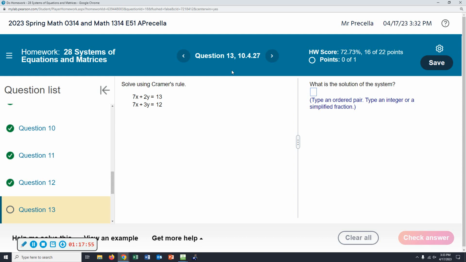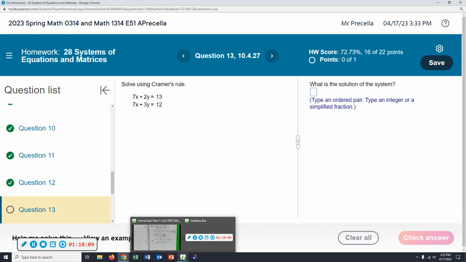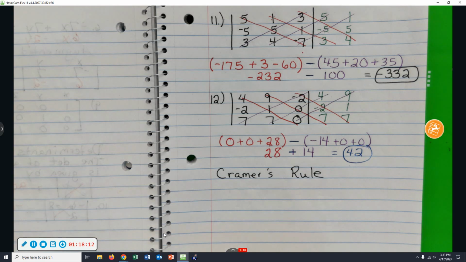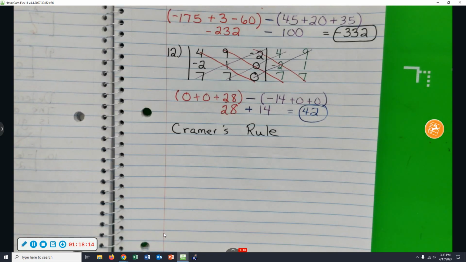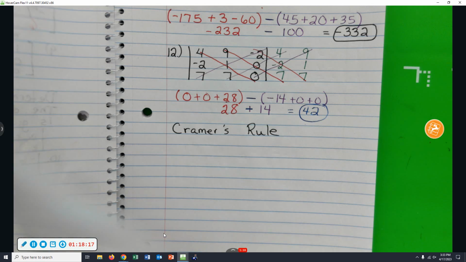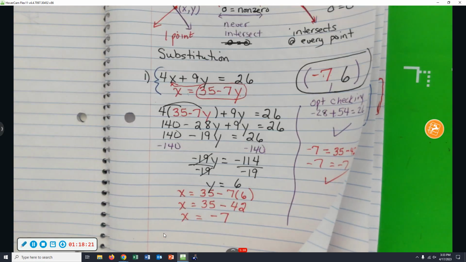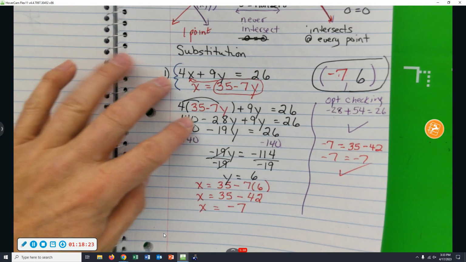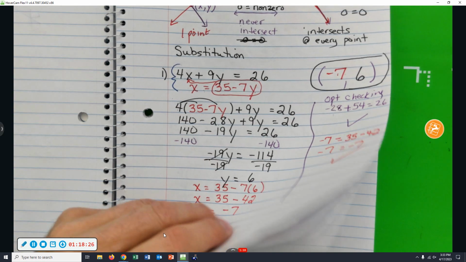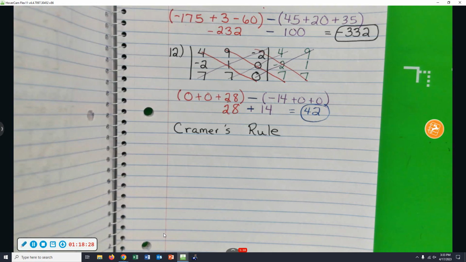So let's see. Problem number 13 deals with something called Cramer's rule. It's just another way of solving a system of equations other than elimination and substitution. We've already done substitution and elimination. That was the first stuff here. So it's not anything like that. It's another way of doing it. Okay? It's another method for solving.